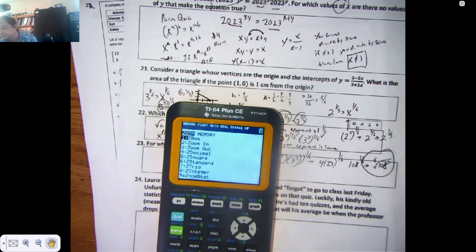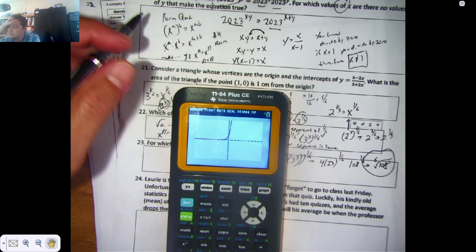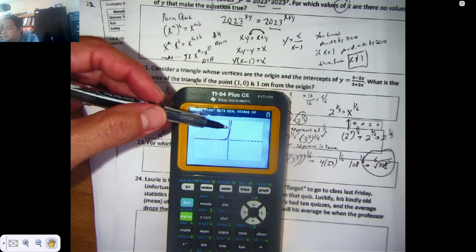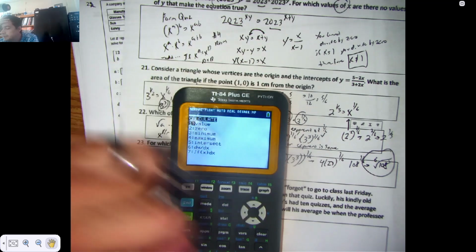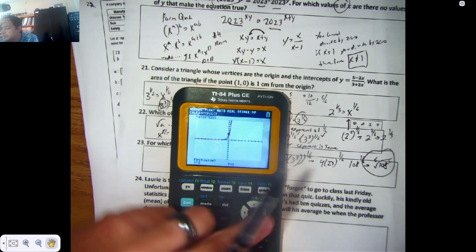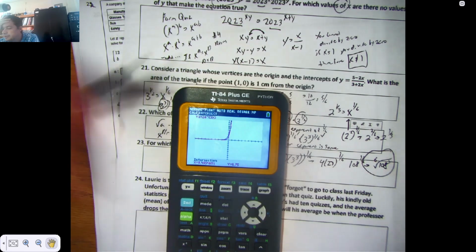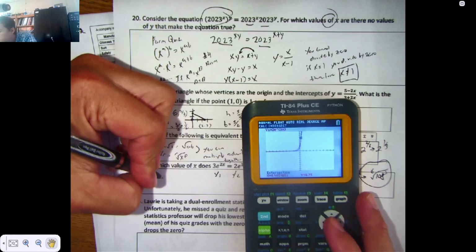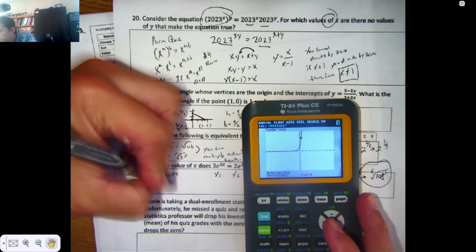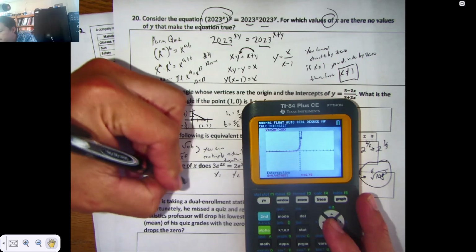Zoom 6. There's an answer somewhere. I think it's right up here. Second trace 5 for intersect. If it's not, I'll have to look up. Enter, enter, enter. There she is. Now, I got an odd looking decimal, 0.4054, and I need you to understand that that's rounded and not exact.